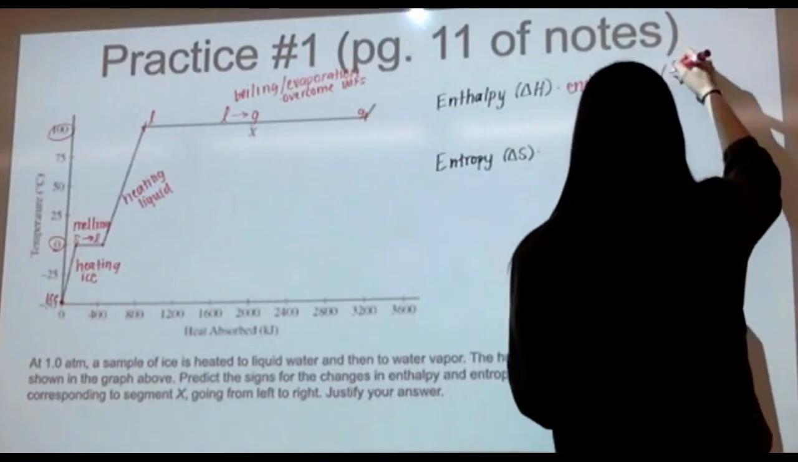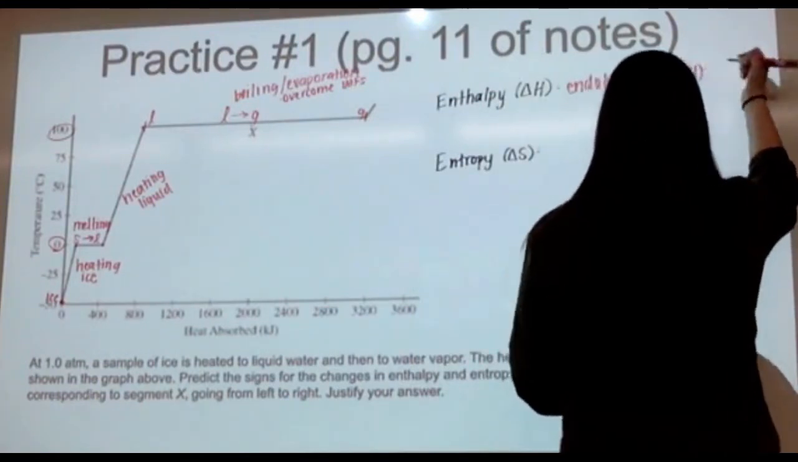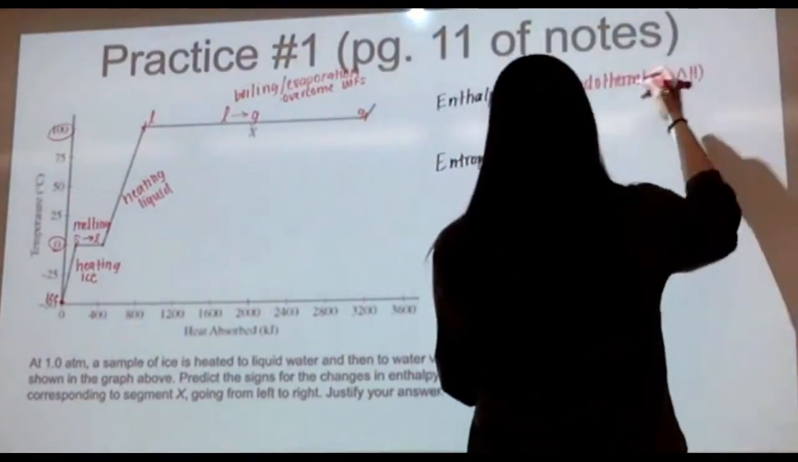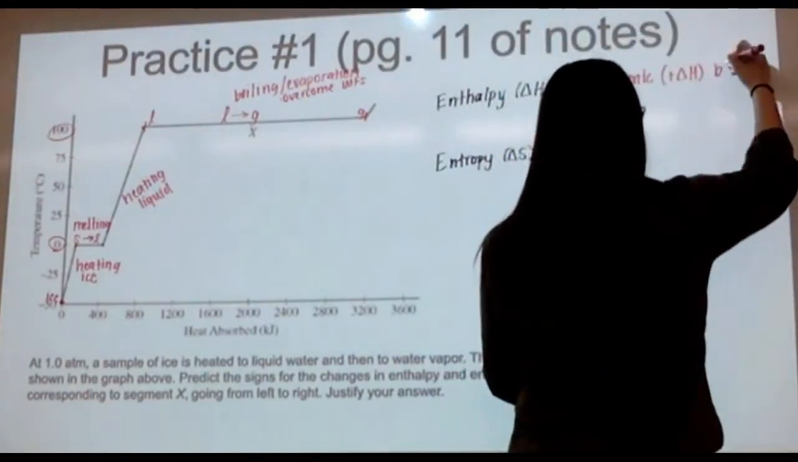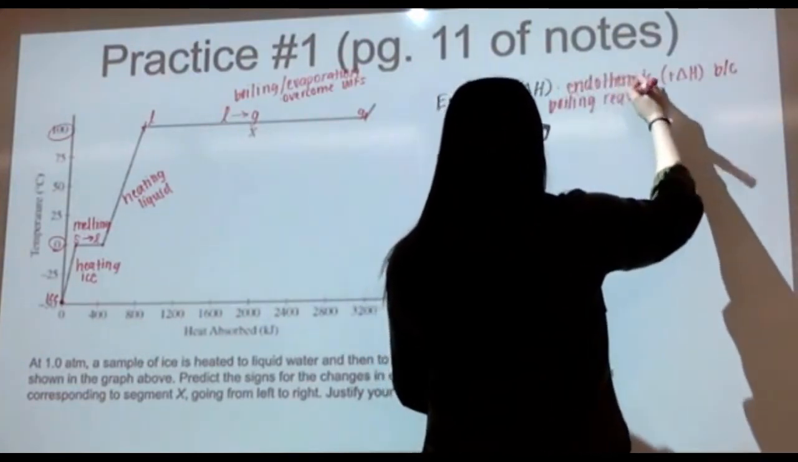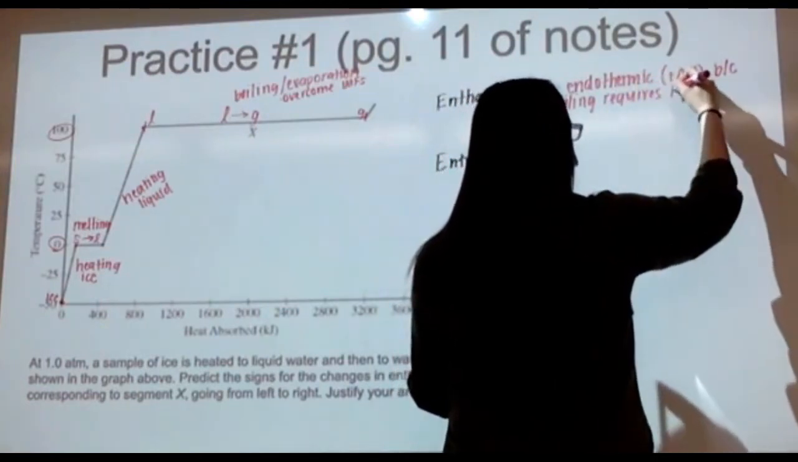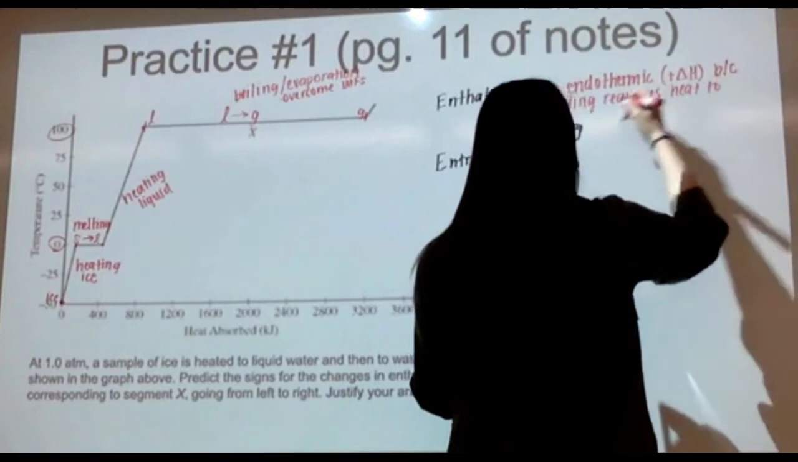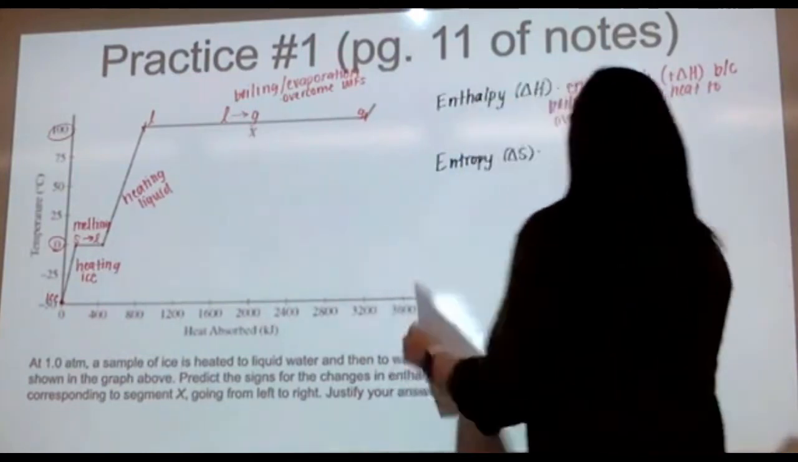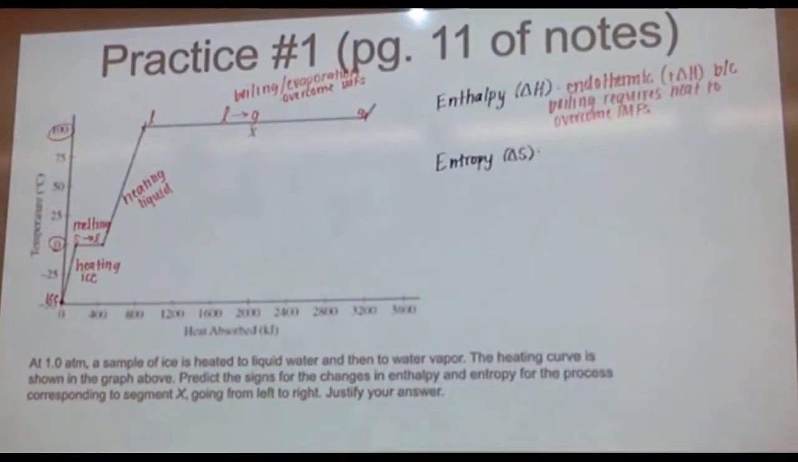So if it's endothermic, the positive delta H. So it says to predict the sign. So it's going to be a positive delta H. And it says to justify your answer. So I'll just say because boiling requires heat to overcome IMFs. If we were going the other way, right, if the gas was turning into a liquid, that would be exothermic because the intermolecular forces are forming.